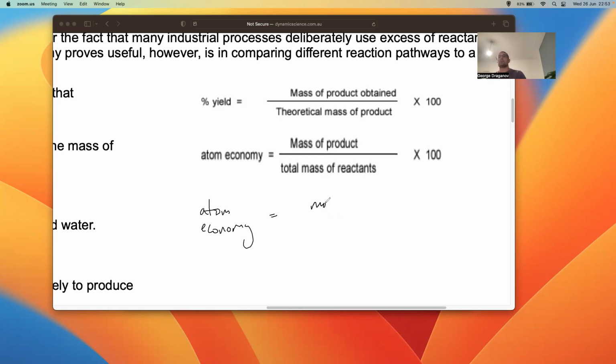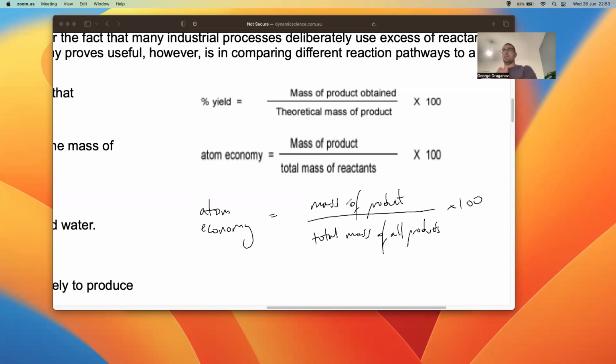You can also do mass of the desired product, so this is the product that they tell you in the question, over total mass of all products, times 100. Now, the reason both formulae work is because of the conservation of mass principle. So the total mass of reactants equals the total mass of products. So this denominator will be the same as this denominator. It will have to add up to the same thing.